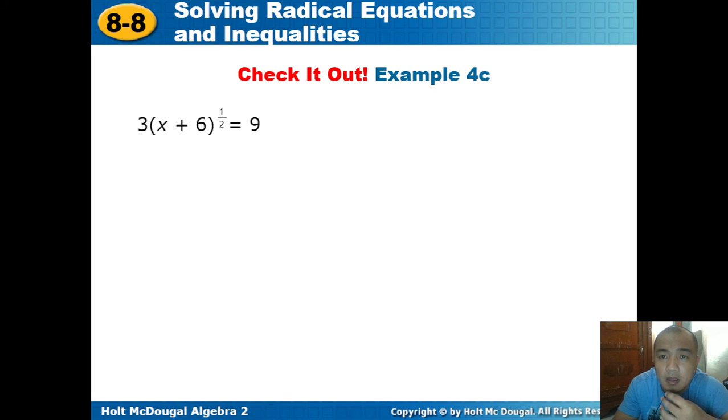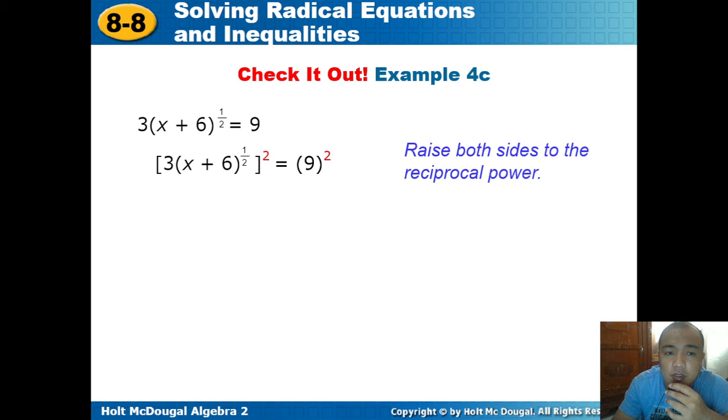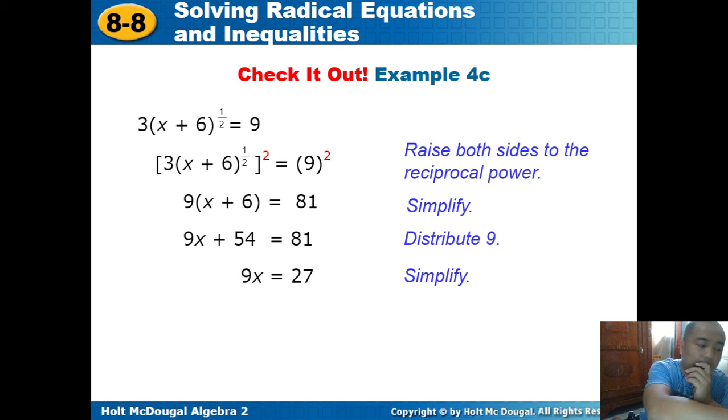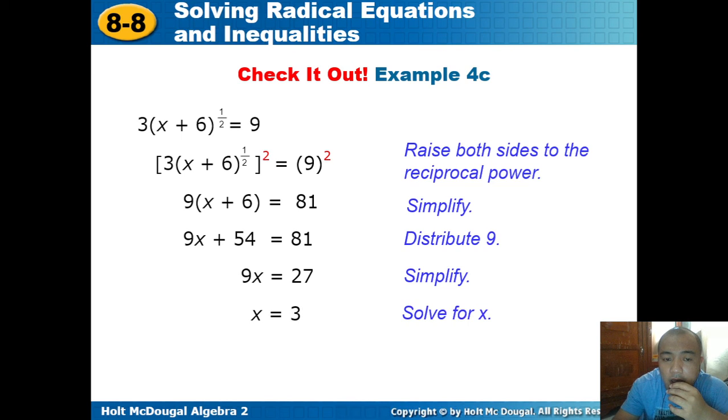x equals 5. Okay, example 4c. 3 times the quantity x plus 6 raised to 1/2 is equal to 9. First, let us raise both sides to the reciprocal power, which is 2. So 3 squared is 9 times the quantity x plus 6 equals 81. Let us distribute 9: 9x plus 54 equals 81. Then let us simplify. 9x equals 27. 27 divided by 9 is 3. So that is now the solution.